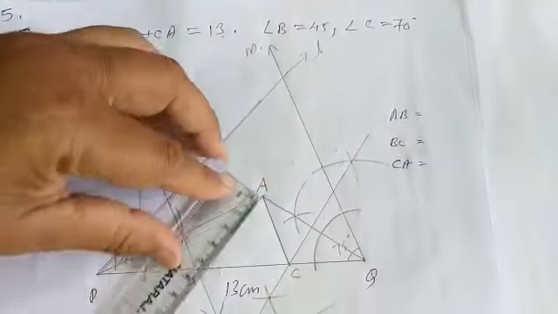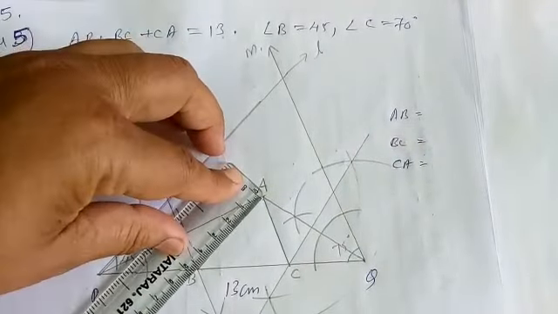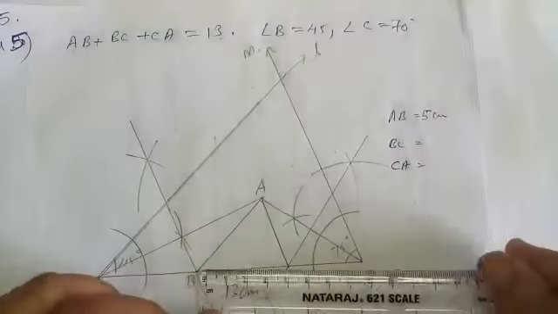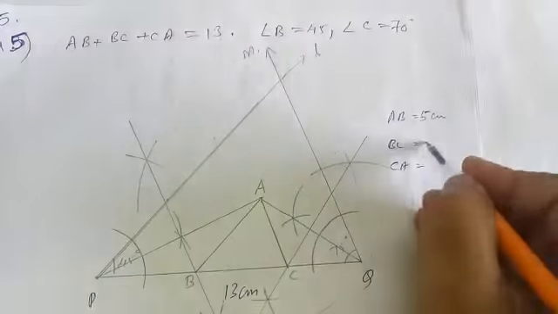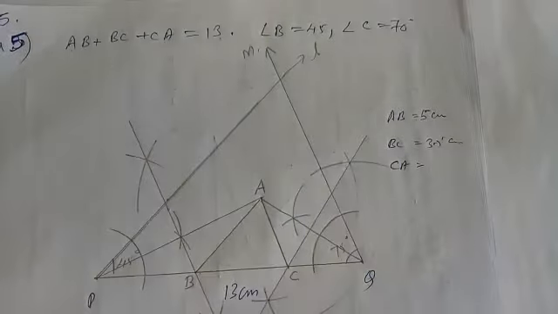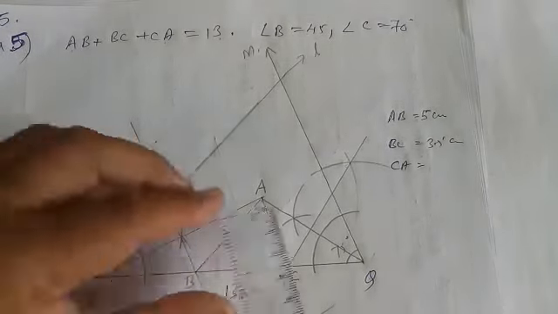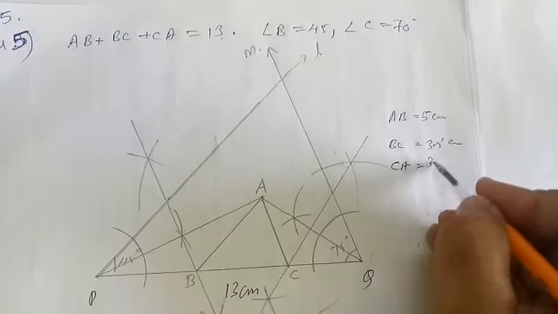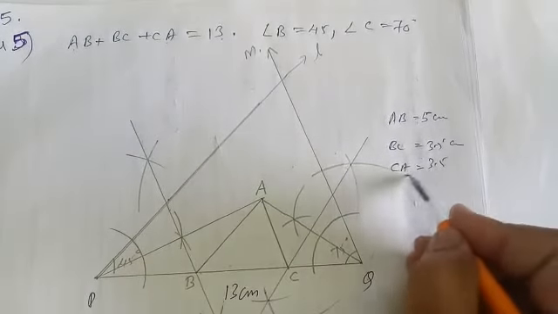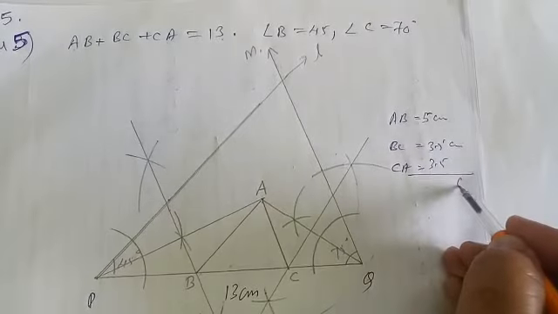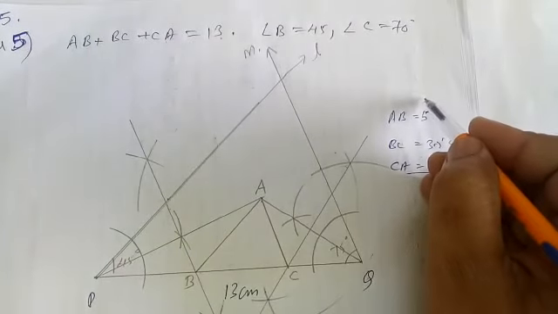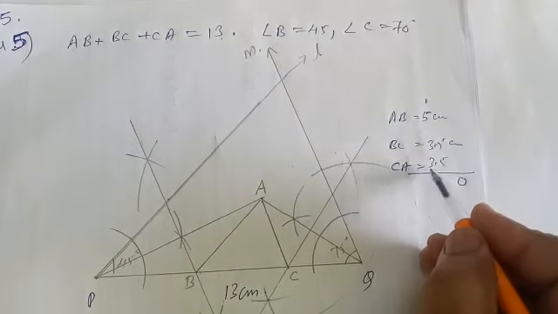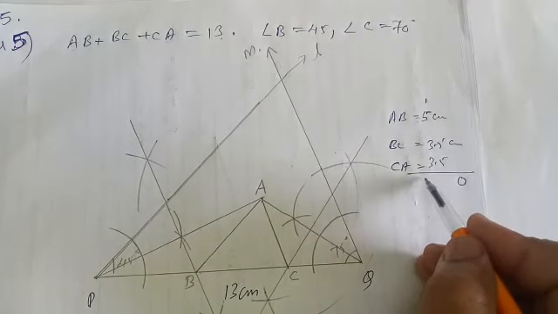AB. You measure AB. How much is it coming? It is 5 centimeter. BC, how much is it coming? 3.5 centimeter. CA, how much is it coming? It is also coming 3.5 centimeter. Now you add 5 plus 5, 10, carry 1, 5 plus 1, 6, plus 3, 9, 9 plus 3.